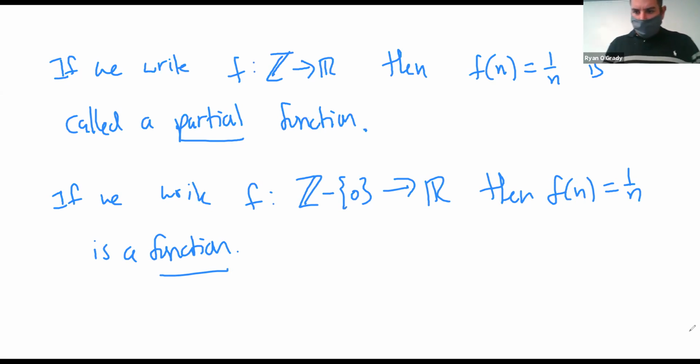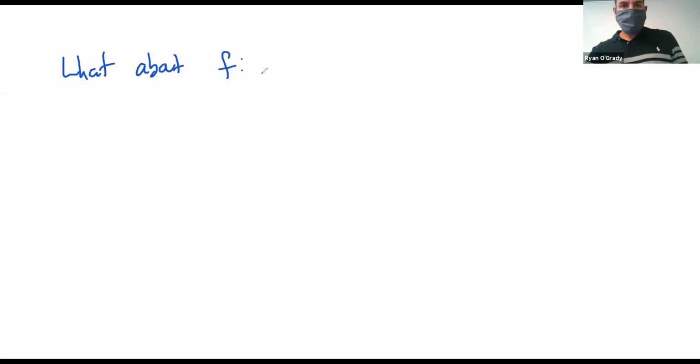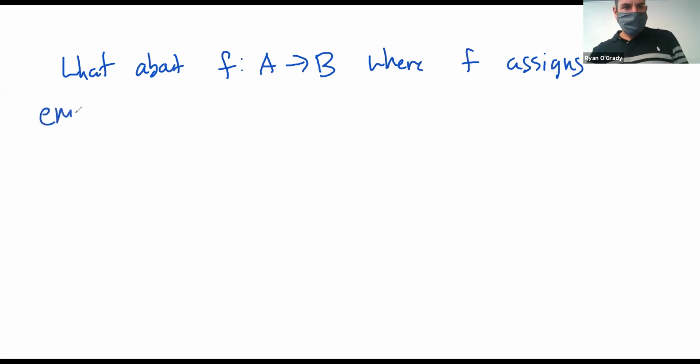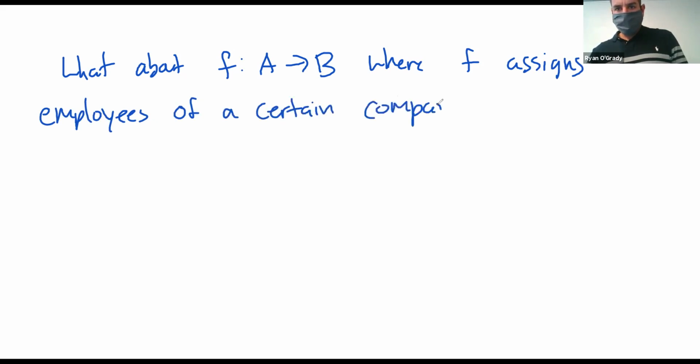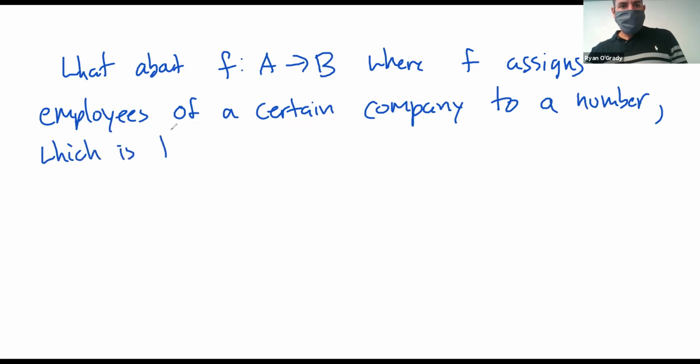So to go with this sort of thing, suppose one of you graduates and then you work for some company. Maybe you work for a university and you design software, databases or something. So let's think about this function. Let's just use generic letters for now. What about f from A to B, where f assigns employees of a certain company to a number which is their salary.